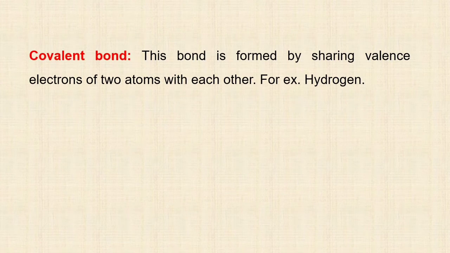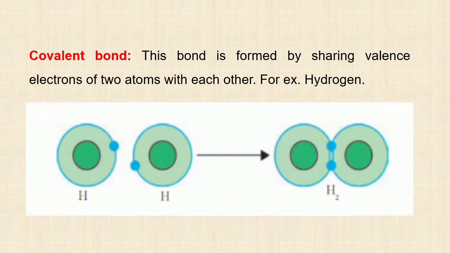Covalent bond. This bond is formed by sharing valency electrons of two atoms with each other. For example, hydrogen. Here we can see the picture where hydrogen shares its electrons and forms a covalent bond.